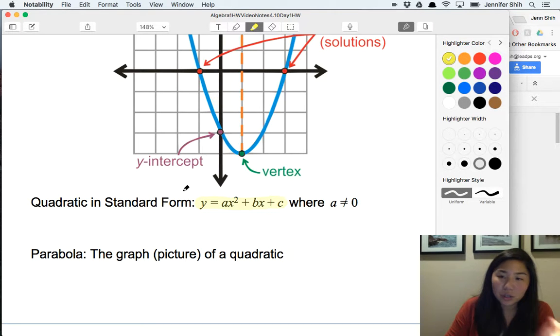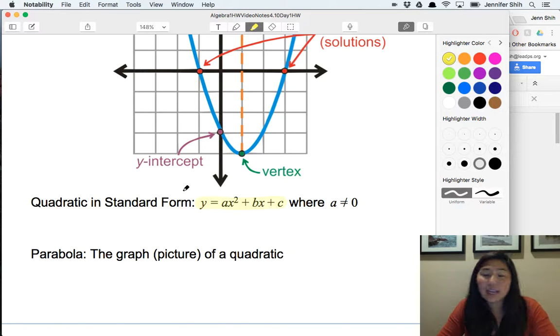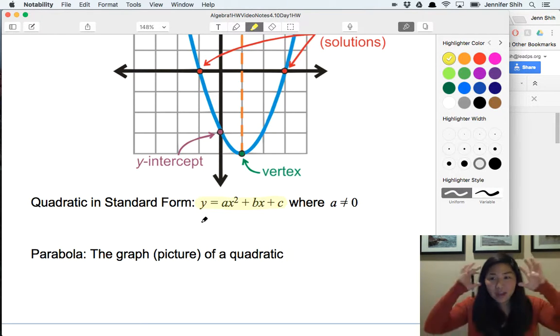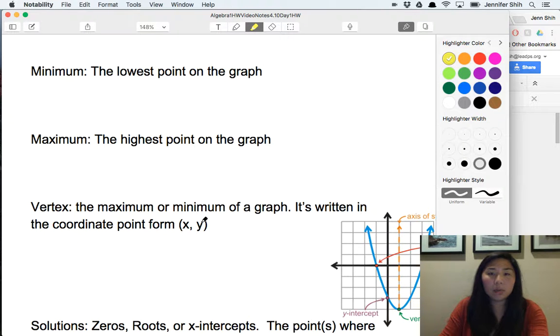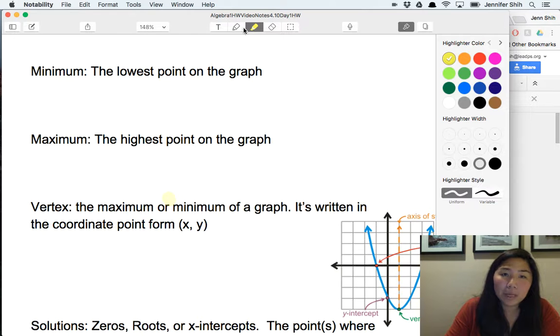Parabola, I mentioned this earlier, but it's the picture of a quadratic, or the graph. Every single equation in standard form, every single quadratic that has an equal sign and letters and numbers associated with it also has a picture that goes along with it, and that picture is a graph. Okay. Next vocabulary words, the next three are minimum, maximum, and vertex. You can go ahead and pause the video so you can write down these three things.